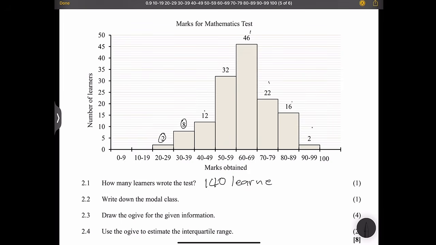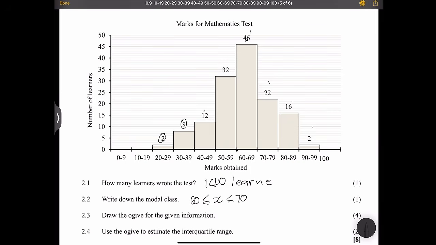Now, they say write down the modal class, so it means where we had the most number of learners, so that is 46. In this case, what is the modal class? That's between 60 and 69. So our modal class is x less than 70, greater or equal to 60. So that's our modal class of the data.